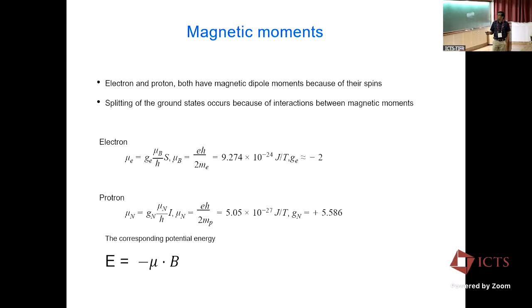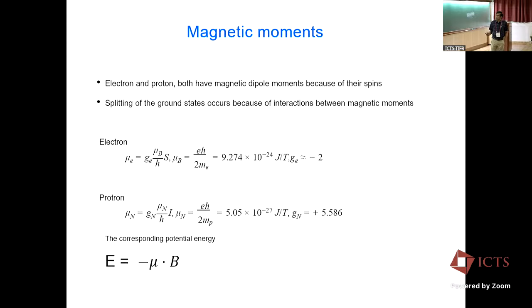So let's try to understand how this ground state is split into two parts. The electron has spin, so it has spin angular momentum, and the proton also has spin. You can think of the proton creating a magnetic field around it, and the electron, since it is a charged particle, is experiencing that magnetic field. So there is an interaction between the proton magnetic field and the electron magnetic field, and due to this interaction, the ground state is split.